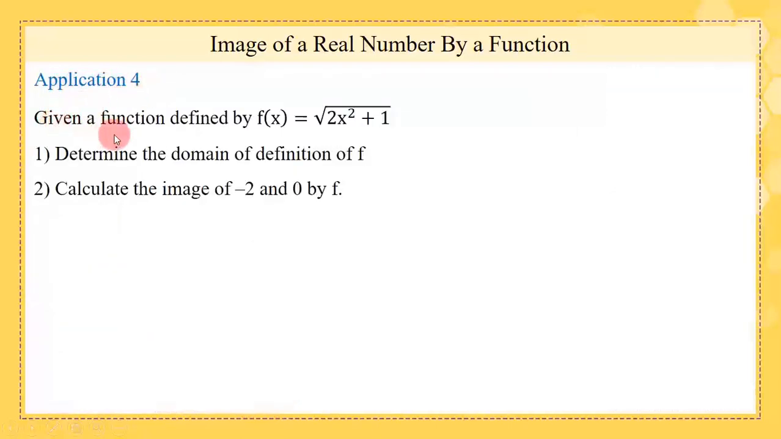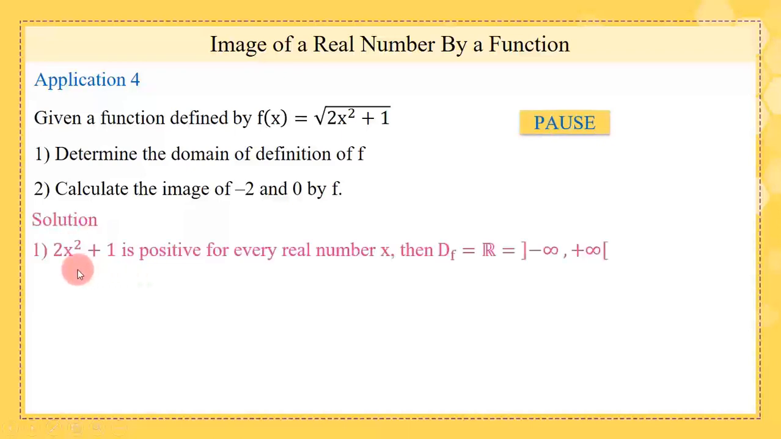Application 4. Given a function defined by f of x equal radical 2x squared plus 1. Part 1. Determine the domain of definition of f. Part 2. Calculate the image of negative 2 and 0 by f. Please pause this video and try to do it by yourself.